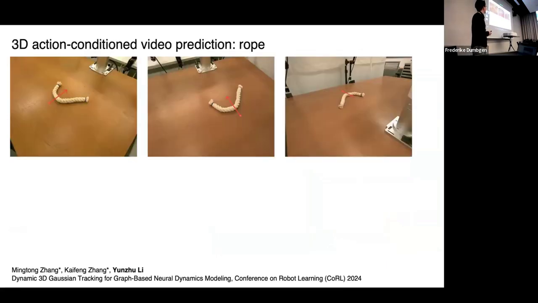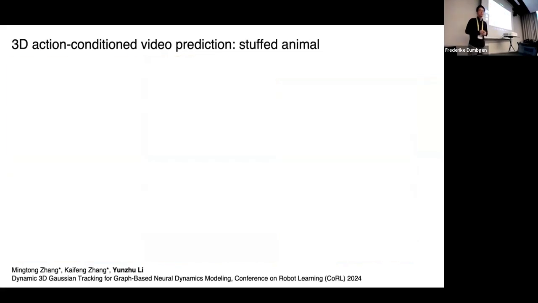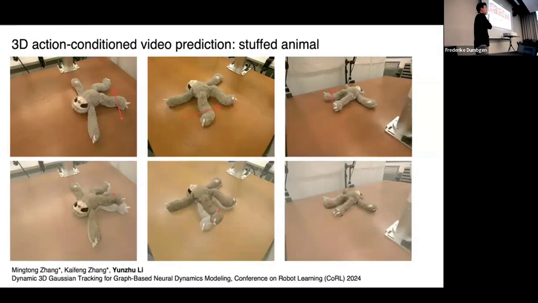Here are some of the results. Here are the ropes, and here are the actions that are interacting with the rope. Here is our model's 3D action-conditioned video predictions. So the prediction is actually in the 3D space. You can render the predictions over different viewpoints. Here's another example of interacting with this stuffed animal. Here are the 3 different viewpoints, and you have this pusher to push the models. And it's purely neural-based. The neural network is doing dynamics prediction and also doing rendering.